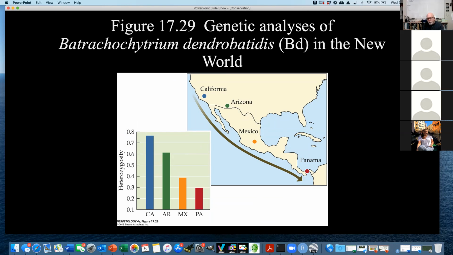This was a problem that was identified back in the late 90s, so this is a relatively recent thing. Since it's become a problem, academic researchers and also researchers at zoos have been tracking the chytrid fungus by doing genetics on the fungus to see how it's been transmitted. And you can see that chytrid fungus has been moving southward out of the United States through Mexico and into Panama.